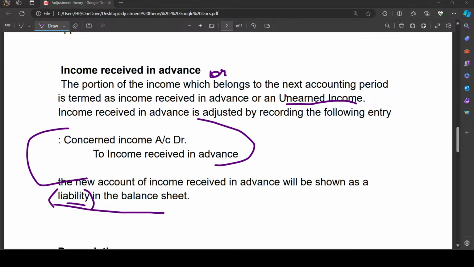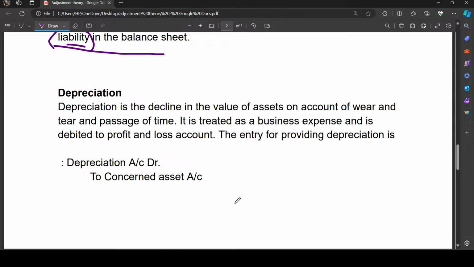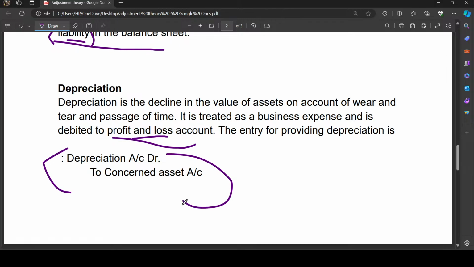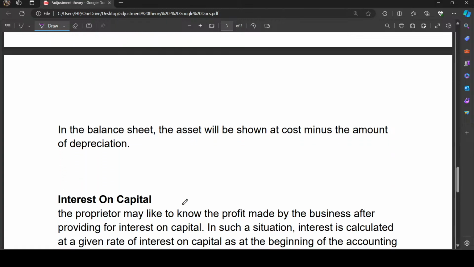When it comes to the next one, we will find that it's depreciation. Depreciation we have already studied. Depreciation is a decline in the value of assets on account of wear and tear and passage of time. It is treated as a business expense and is debited to profit and loss account. The entry for depreciation is depreciation account debtor to what? The concerned asset account. It's very important, guys. In the balance sheet, the asset will be shown at cost minus depreciation on the asset side.